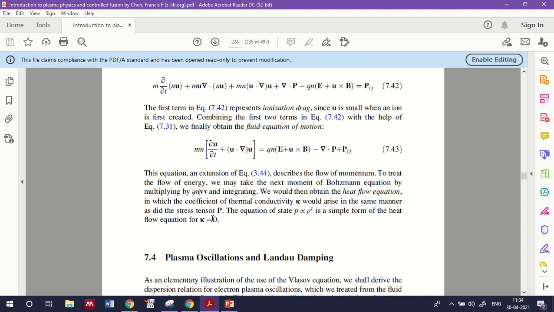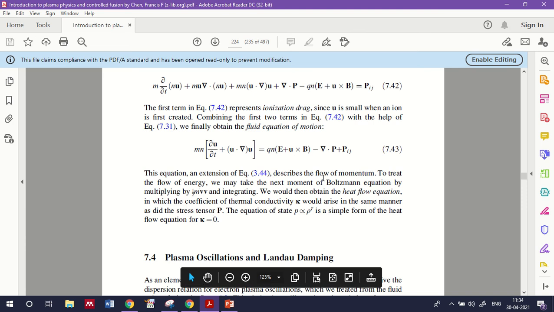And in the third case, you can multiply the Boltzmann equation with half mv square, or rather half mvv, and take the integral. Then you will obtain the corresponding heat flow equation, and from that heat flow equation you also get a thermal conductivity term, because a thermal tensor will arise there, like the stress tensor we obtained here.